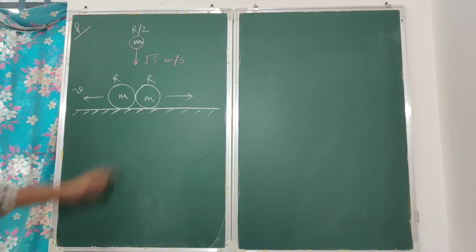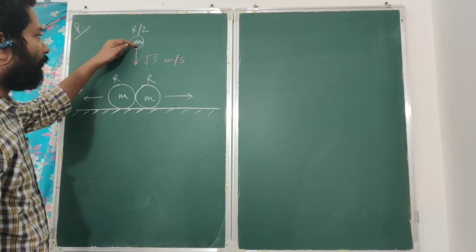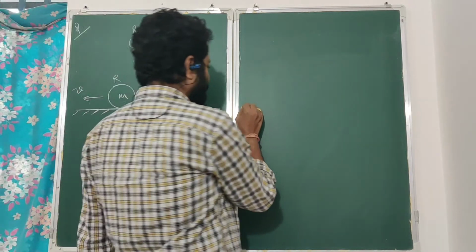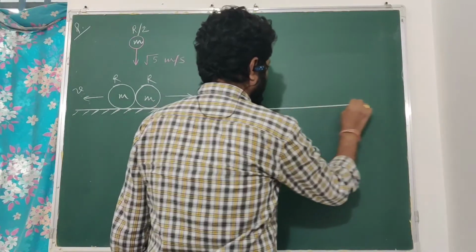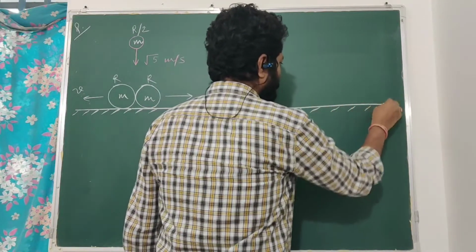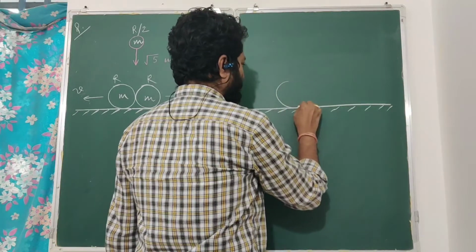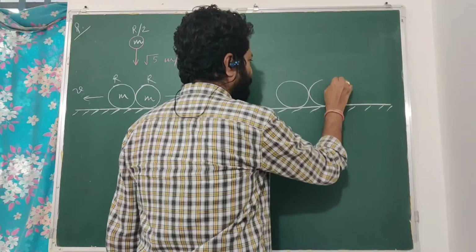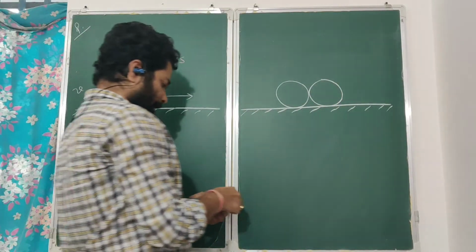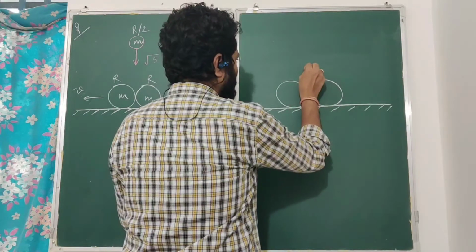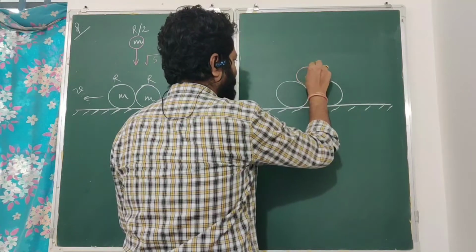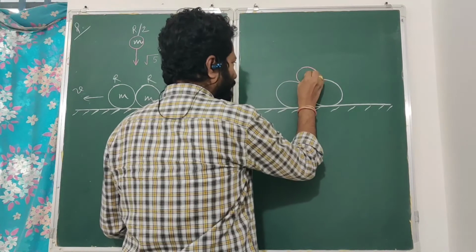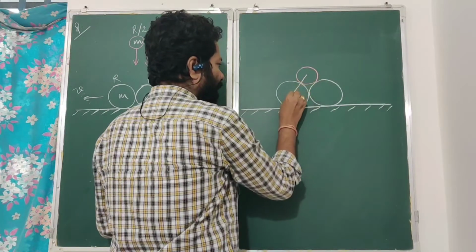So let me redraw this diagram when this ball of mass m and radius r by 2 is just about to hit these two balls. So I'll redraw the diagram on this side. I hope that you guys can see this, and this ball is here. Now you can see this radius is r by 2 and this is r.